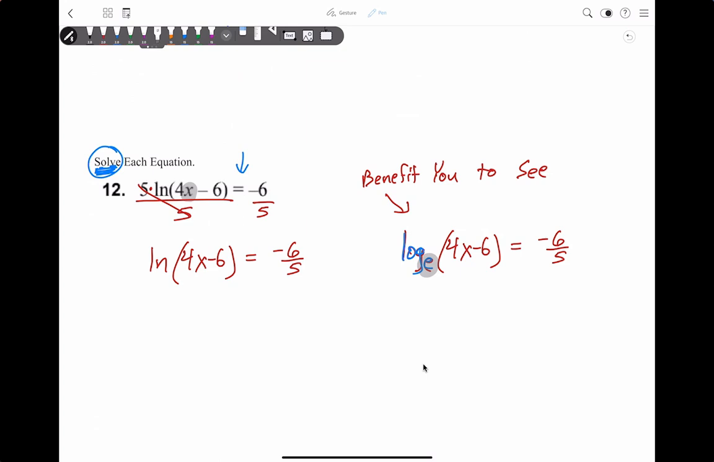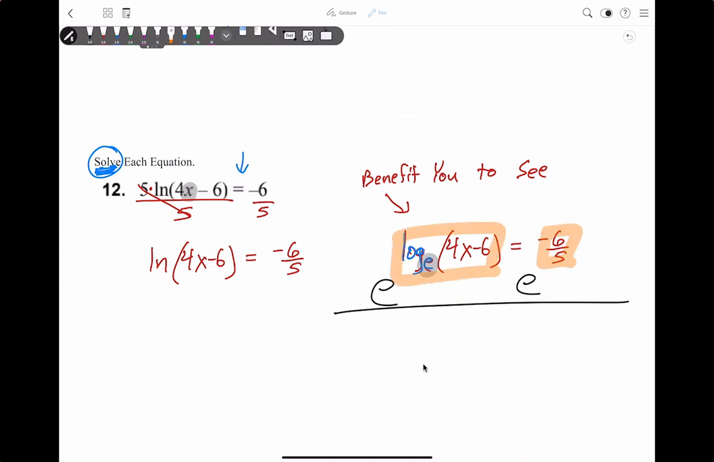So right now, these look like they're ground level right here, and the base is e. But if I'm trying to get rid of this blue log base e, I'm going to apply a base e to both sides. And notice when I do that, this becomes ground level, and these are the powers.